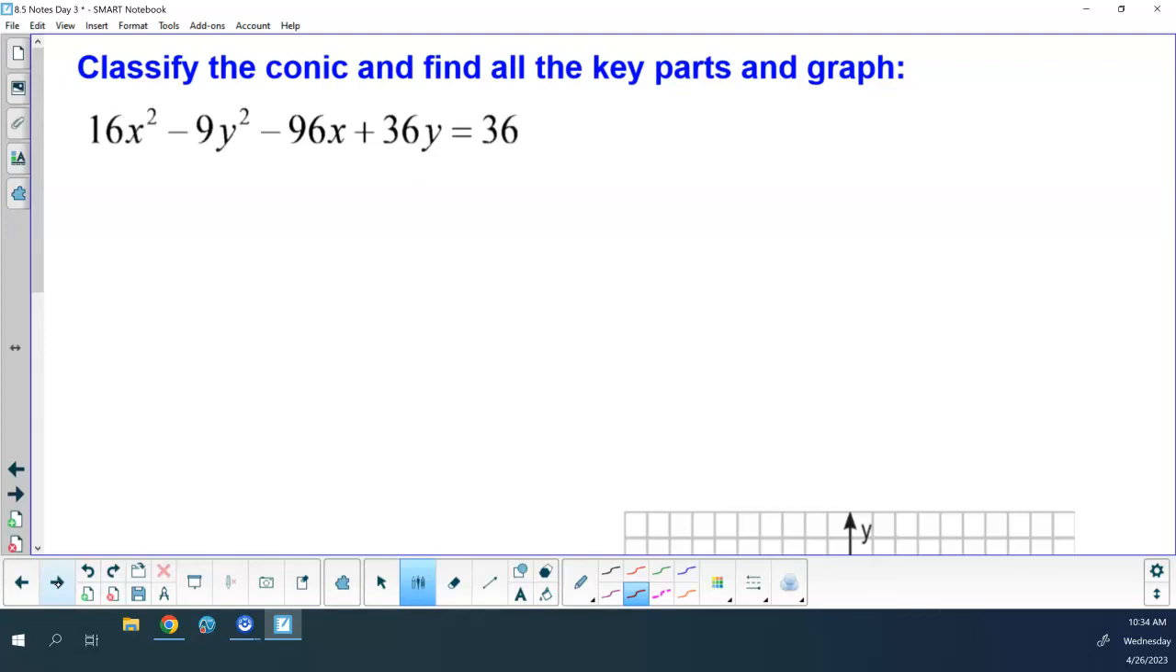Hyperbola. Hyperbola. Go for it. Let me read it. 16x squared minus 9y squared minus 96x plus 36y equals 36.